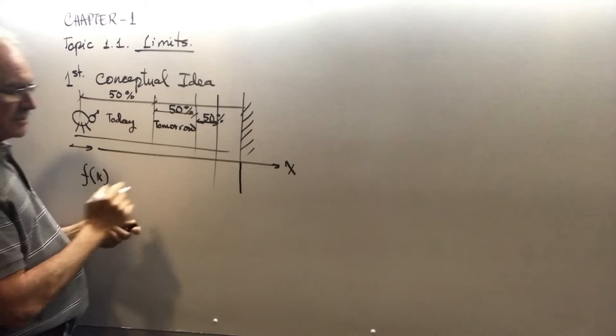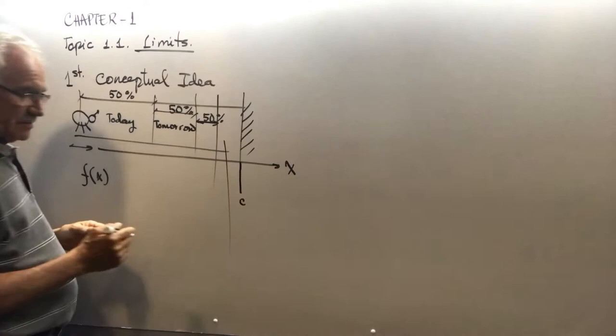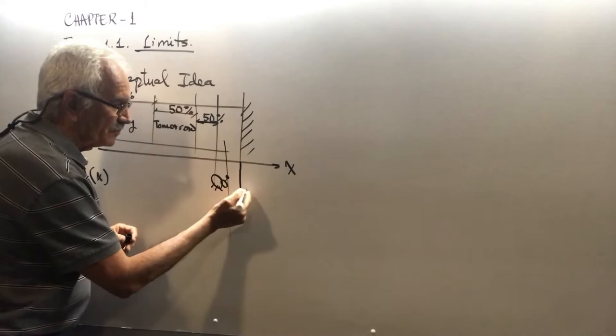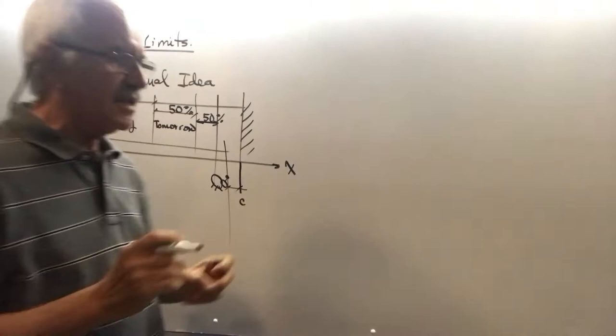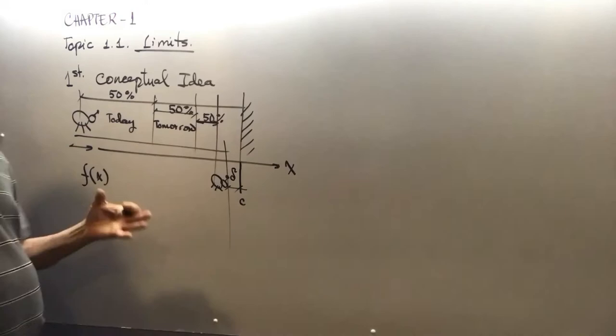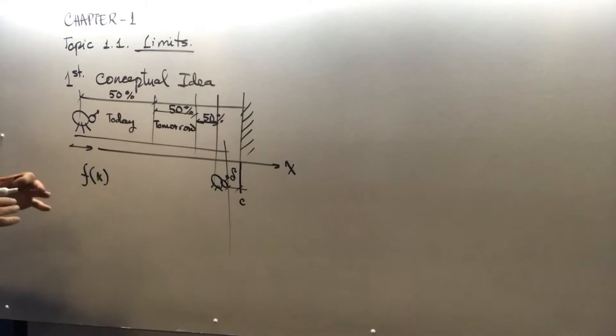Let's consider C the value of X in this position. But we can consider that there is a moment when the distance between the cockroach and the wall is very small. It's so small that it can be considered practically equal to zero. We will name this distance using the Greek letter delta. So as you can understand, delta will be 0.000001, for example.